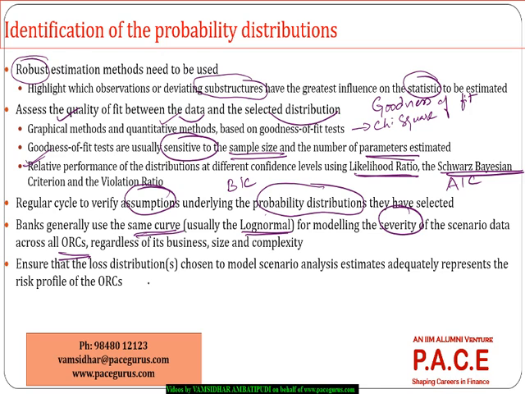So whatever loss distribution is chosen to model the scenario analysis estimate, we have to make sure that it is in line with the risk profile of the ORC. We have to really evaluate whether using the same curve for different kinds of ORCs is actually appropriate, or if required, suggest modifications for those specific ORCs, so that different ORCs follow different kinds of distributions.